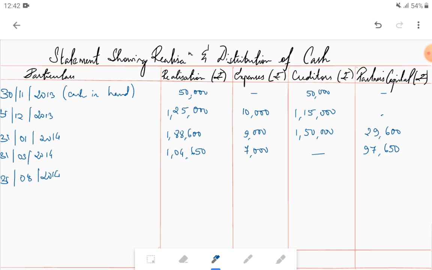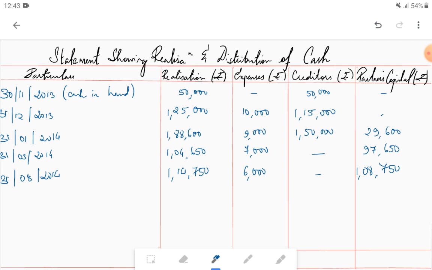So as on 31st of August 2014, you have inflow rupees 1,14,750 and expenses amounting to rupees 6,000. No more money to be given to creditors. So the balance, 1,14,750 minus 6,000, which is rupees 1,08,750. That is transferred to partners' capital.